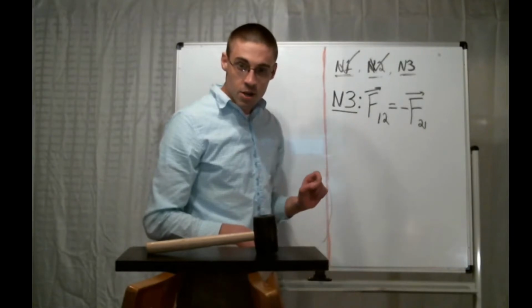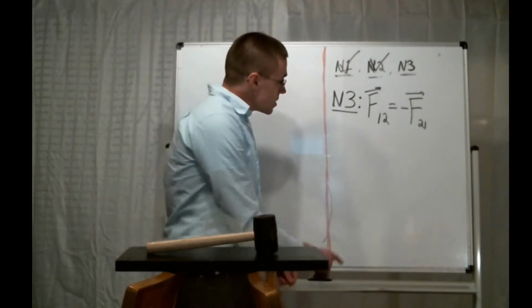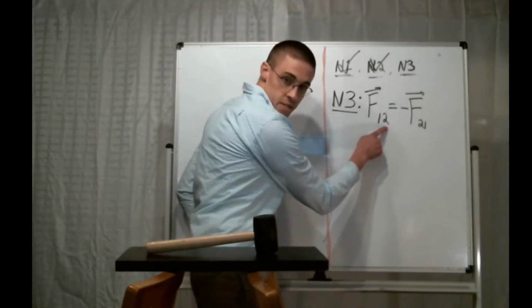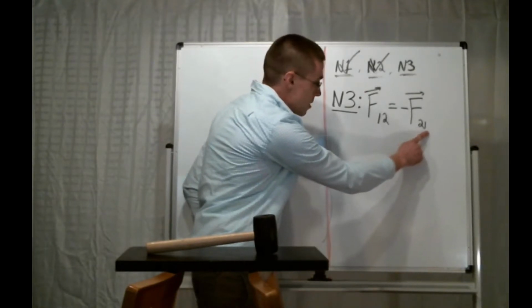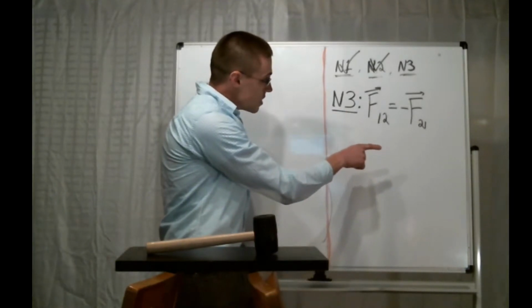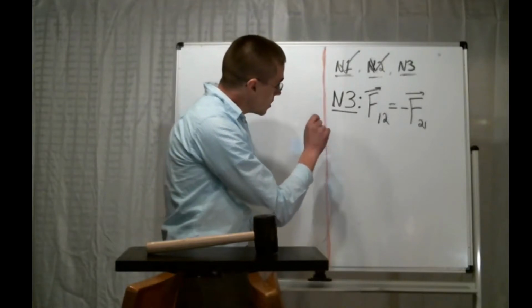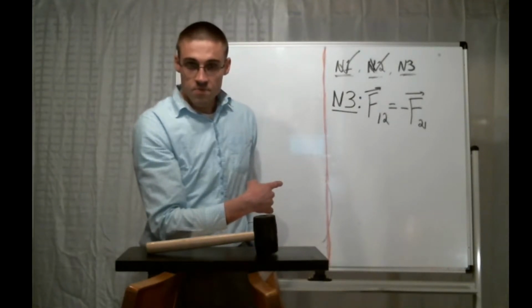Now notice here the way that the indices are ordered is important. This is referring to the force on body 1 by body 2. This is referring to the force on body 2 by body 1. So you can see that these two forces are equal in magnitude and opposite in direction. They're called Newton's third law pairs. They're equal to and opposite of one another.